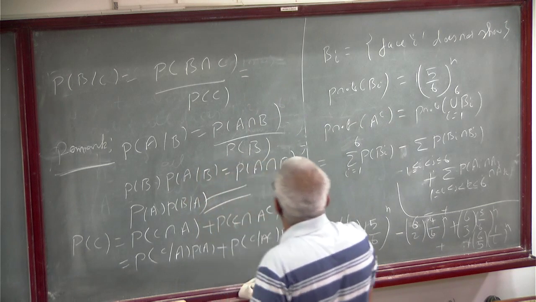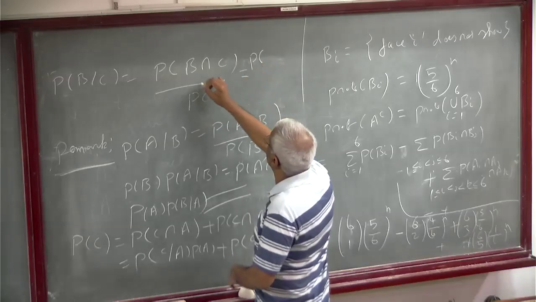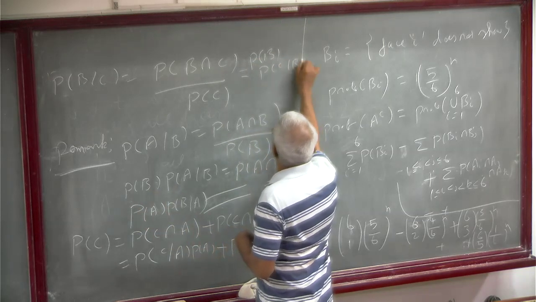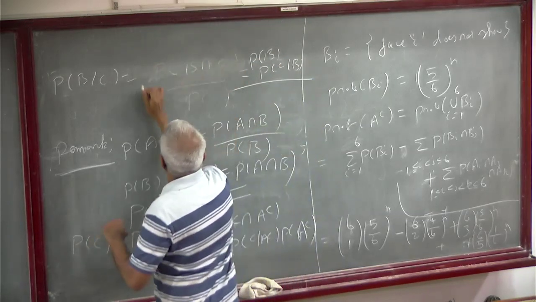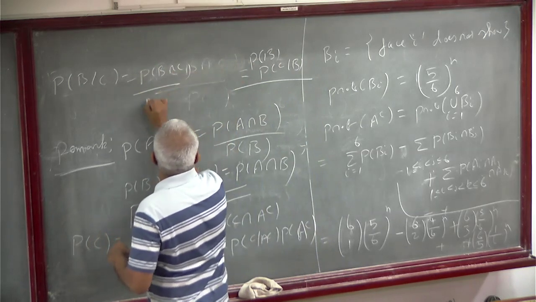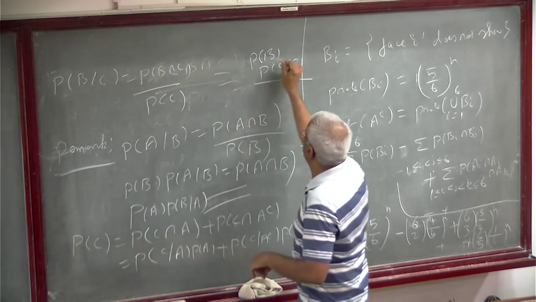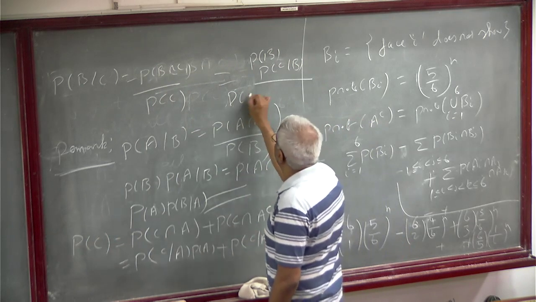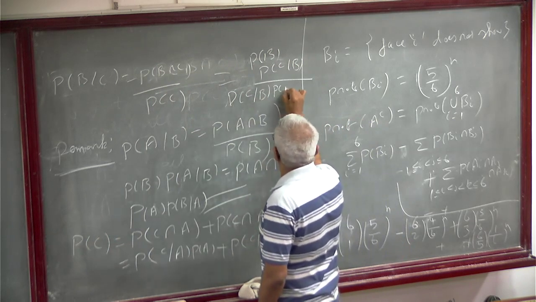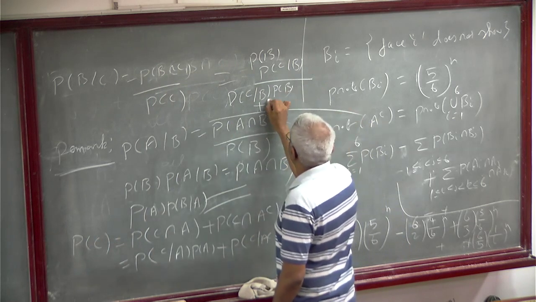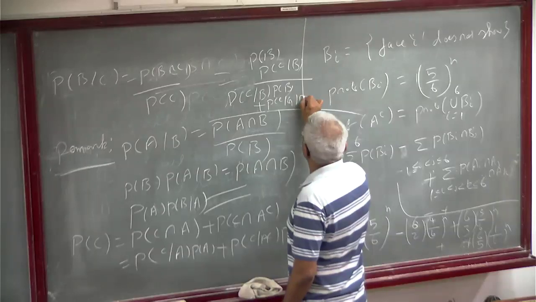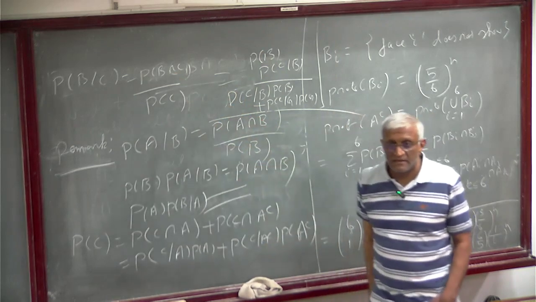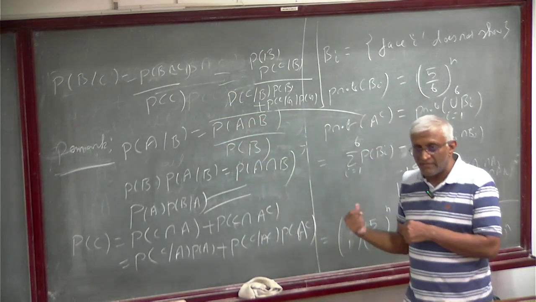B intersection C, so this is just P of B times P of C given B. Similar, but here P of C you have to calculate. So that is what we use this formula for: P of C given B, P of B, plus P of C given G, P of G. All these things we know, right? So you can calculate P of C from this and this. That's what you have to do. You'll see more examples of this.